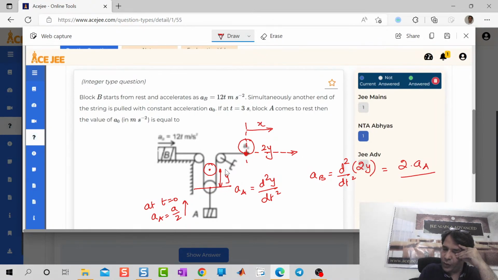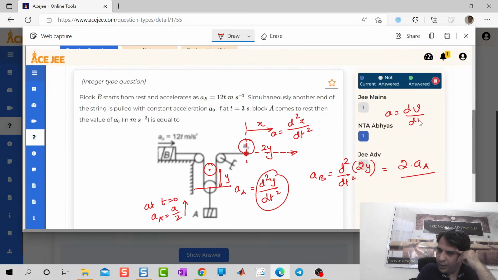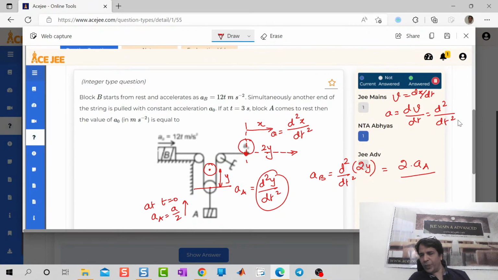So what is the acceleration of this? d2y by dt2. What is the acceleration of this? Well, acceleration is dv by dt, and v is equal to dx by dt. So this might be a little bit new. What does this double derivative mean? Double derivative means d by dt, the rate at which the velocity is changing, d2x by dt2. Yes, beta?